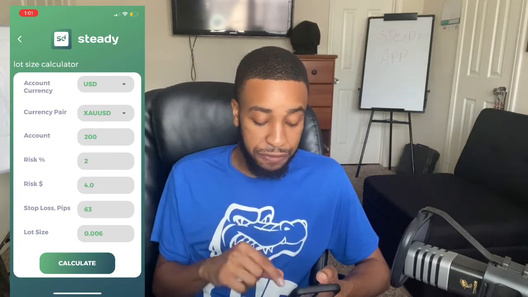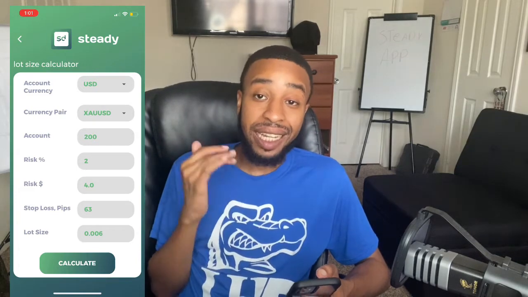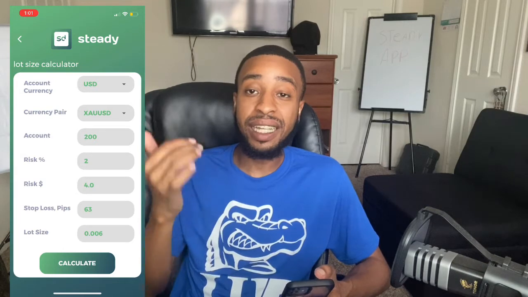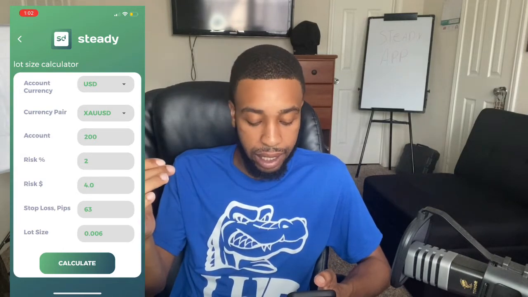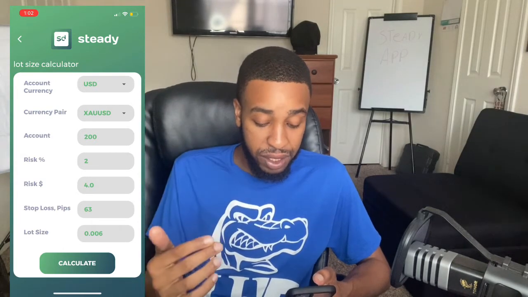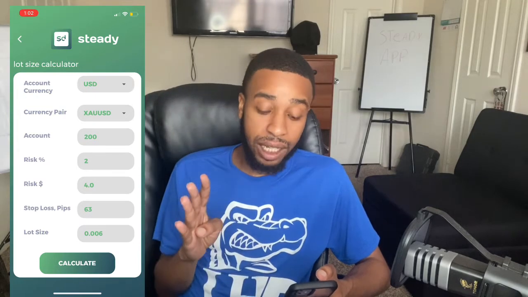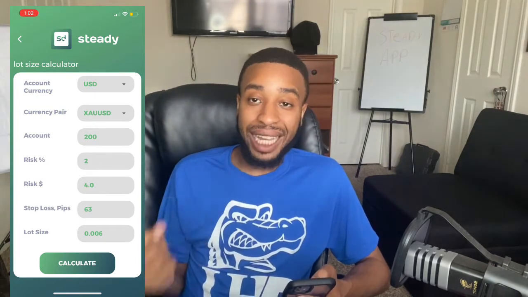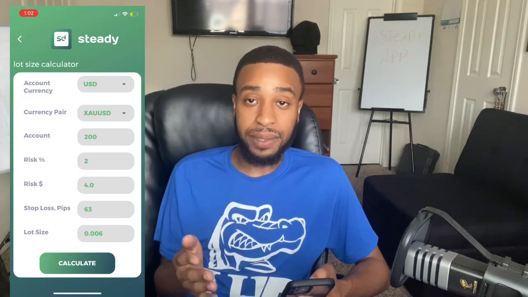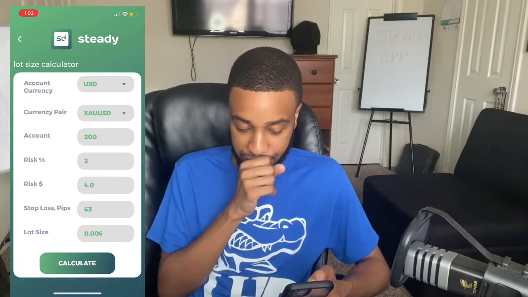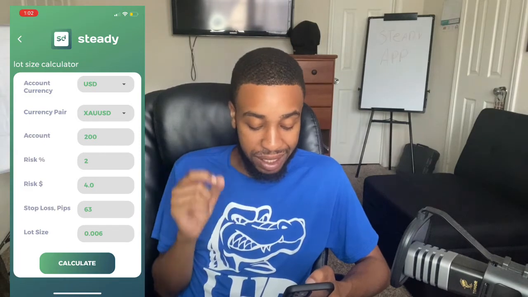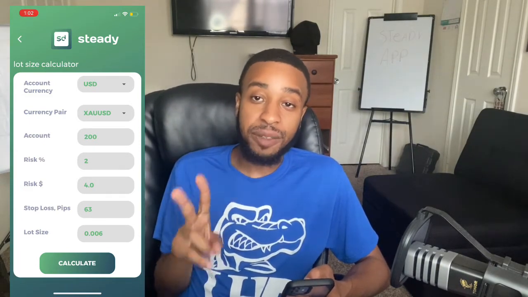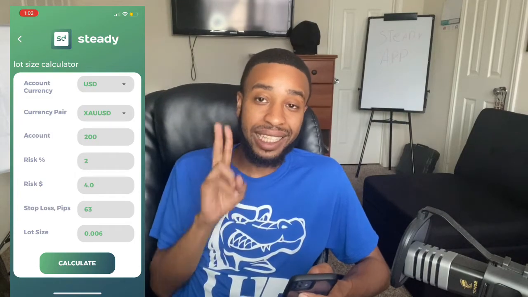So what I want you guys to focus on, this is a great example. Depending on the size of your account, you are not able to take every trade because some stop losses are too big, right? So 2% on a $200 account is a $4 risk. $4 does not even give you the minimum lot size if it's a 63 pip stop loss. The minimum lot size is a 0.01. You have a 0.006. You can only have two decimals, two numbers behind the decimal.